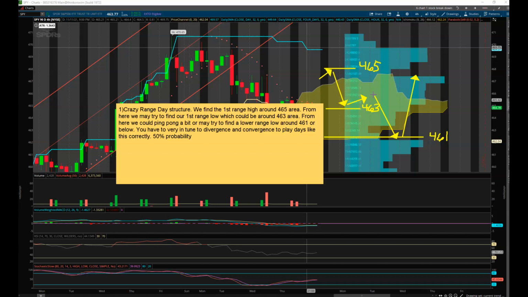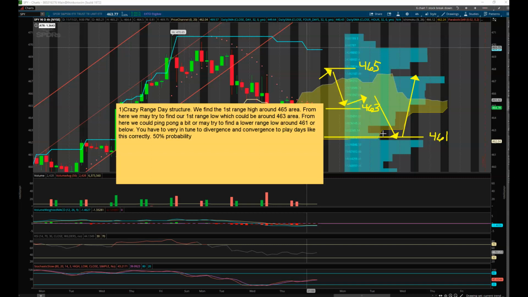Likely, we're going to see a dip below 463. If we dip below 463, 461 is that area where it's kind of like the gatekeeper for things going completely off the handle. So look to find support around that 461 area.